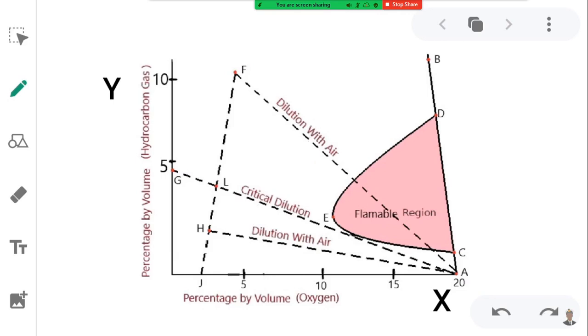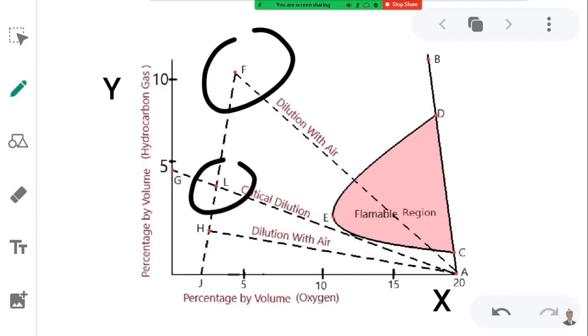So to be on the safer side, it is common practice to continue purging the mixture F beyond the critical dilution limit, that is the line L, to prevent any hazardous condition on board a ship in the cargo tank. So that's why we always try to purge the tank below the critical line and nearer to the point H, so that upon dilution with air, it doesn't pass through the flammable region and hence no hazard takes place on board a ship.